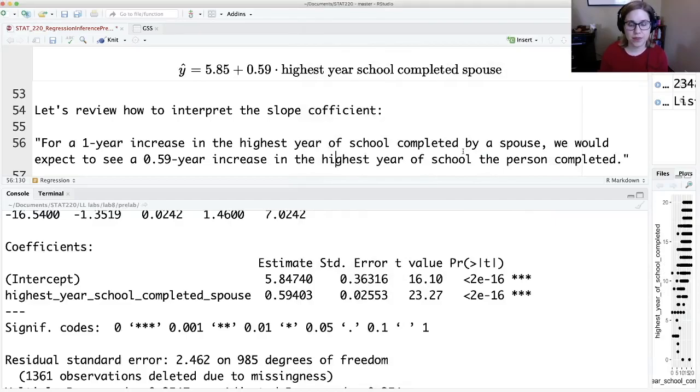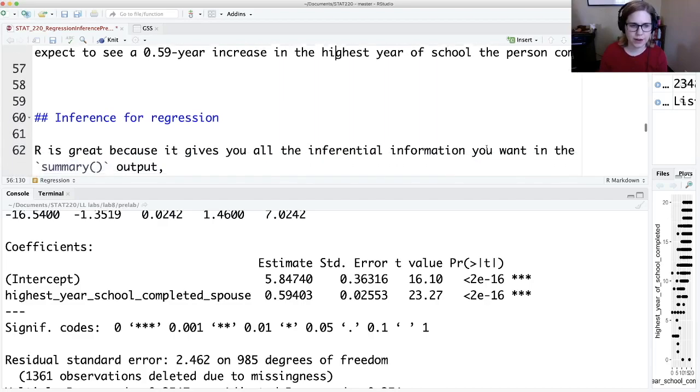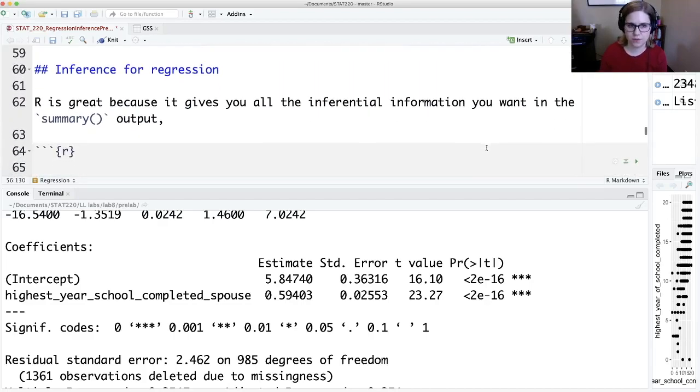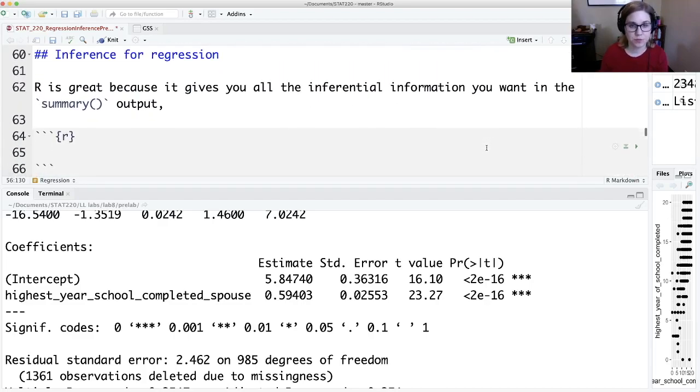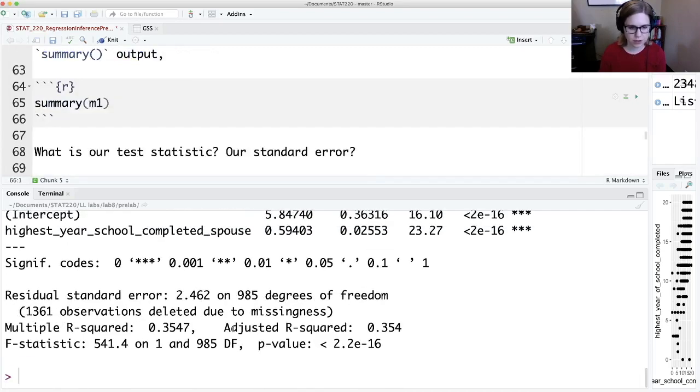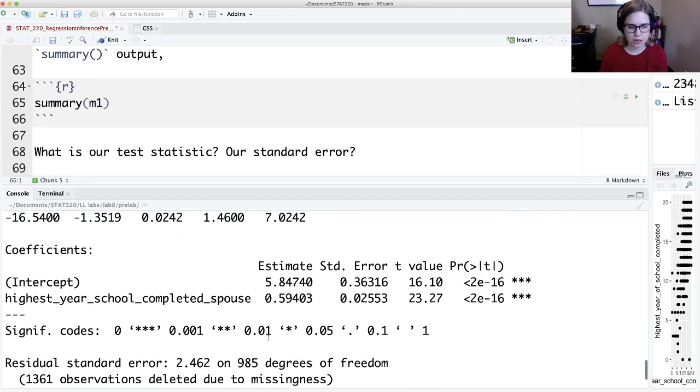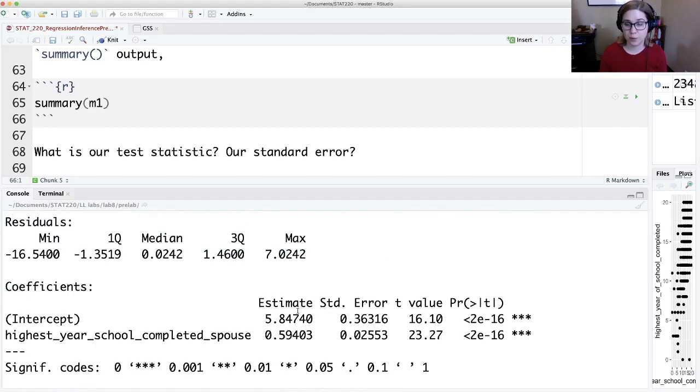All right, so that was some review that had to do with regression, and now we're going to move on to doing some inference for regression. The thing that's really nice about R is that it gives you all that inferential information you want in the summary output. So if we do summary, parentheses, then the name of our model, which was M1, and control enter, everything that you need here comes from your output. So you don't have to do any hand computations.